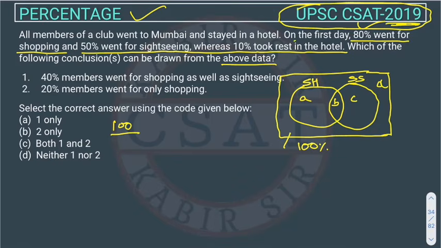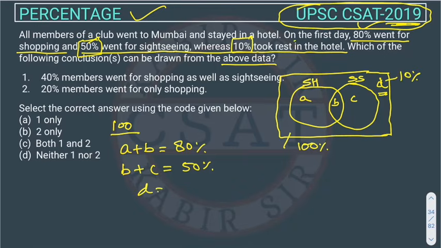Now they have given shopping as 80%, so A plus B will be 80%. Then 50% went for sightseeing, and sightseeing is this circle, in which we have B and C. So B plus C will be equal to 50%. Now 10% took rest in the hotel. These are the people who are not going for sightseeing and not going for shopping, so that will be D. So D is 10%.